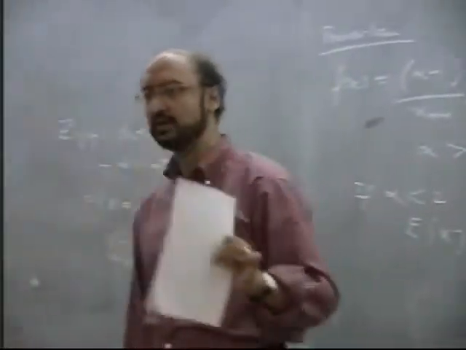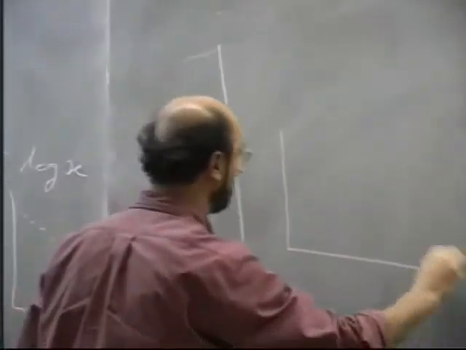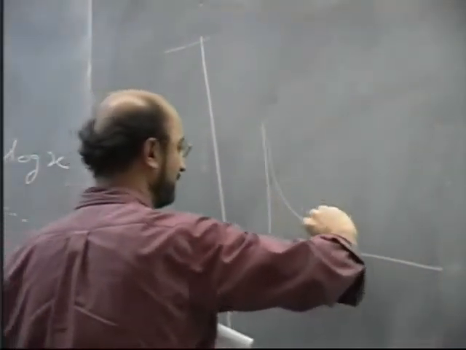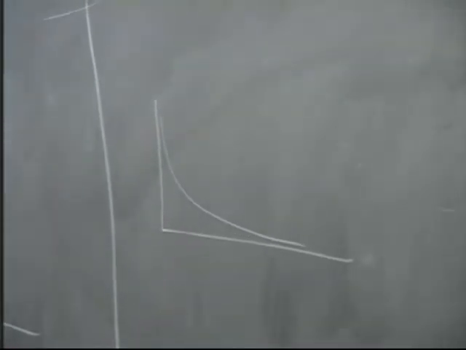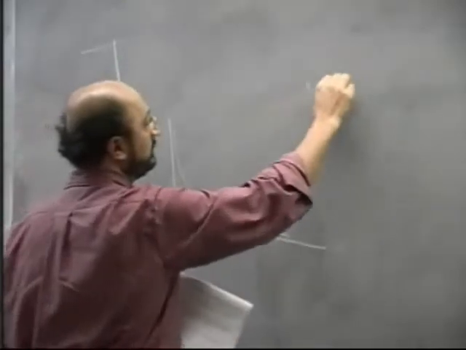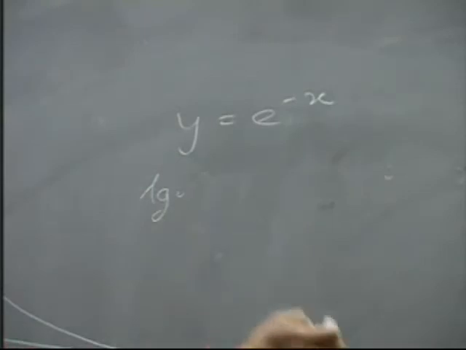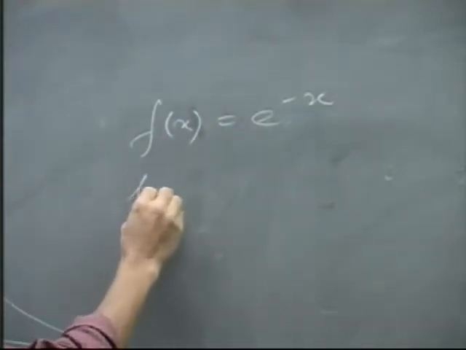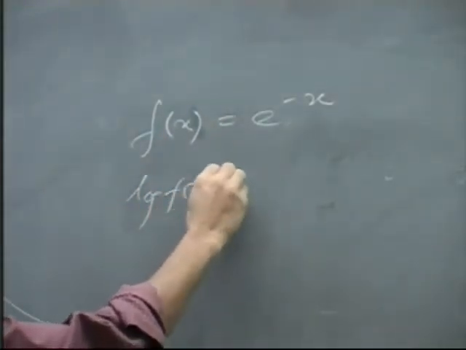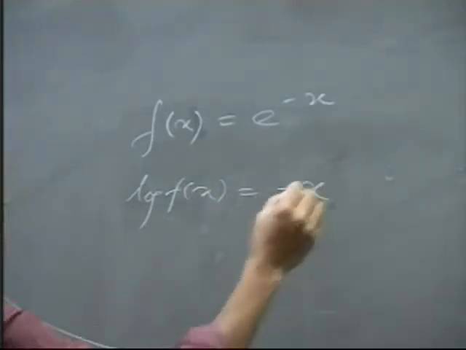Now, the question that Aniket asks is this: we've already seen a function which looks like this, the exponential. In the exponential case, it kind of looks like this, right? And what's going on over here? Basically, if y equals e to the minus x, then log y. I should probably show f of x. If f of x is e to the minus x, then log of f of x is just minus x, right?